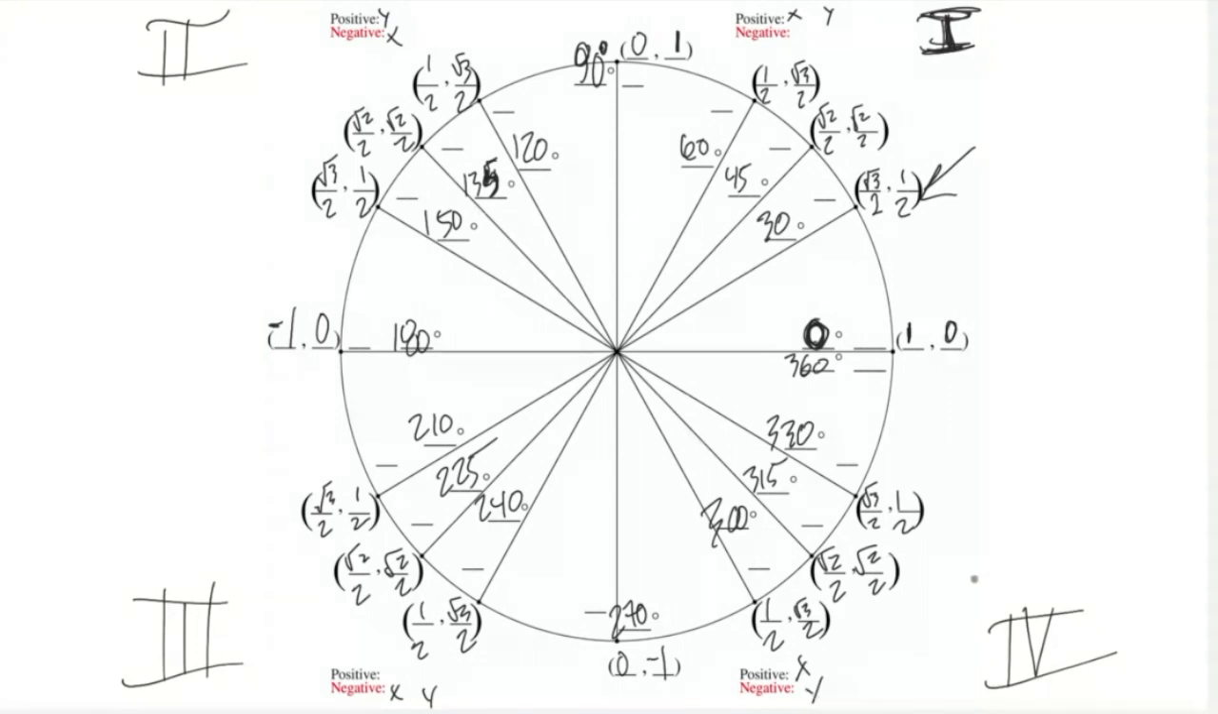And if you're still contemplating, wondering why that is, pay attention to the different color. Pay attention to the axes. So this is where y is negative. So in 3 and 4, y has to be negative. This is where x is negative. So in 2 and 3, x has to be negative.